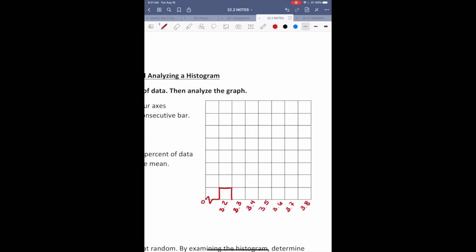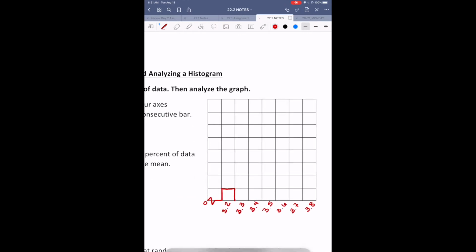Now don't forget to label your axes, which I probably should have done first. This is baby weight. And over on the left, we're going to label this as the frequency. So how many times does that weight occur? And because we are looking at frequency, we can go by ones. So 1, 2, 3, 4, 5, 6, 7, 8. All right. So we said 1 for 3.2.